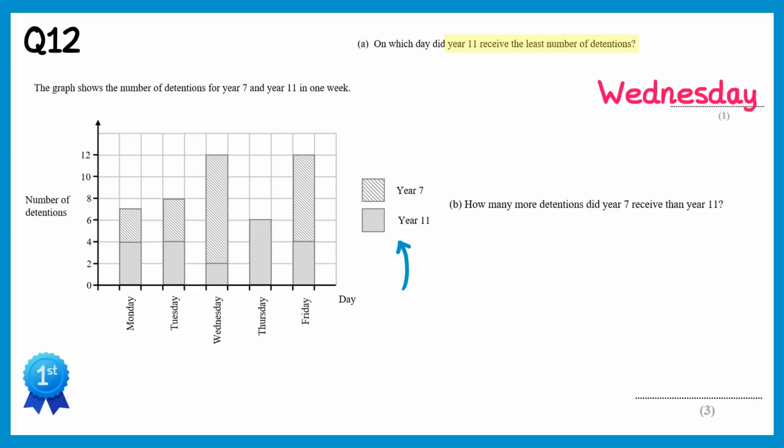For part B, we need to add up all of the detentions for Year 7 and for Year 11. Let's do Year 11 first. So if we're looking at the solid filled in bars, we've got 4 add 4 add 2 add 6 add 4, which gets you 20.